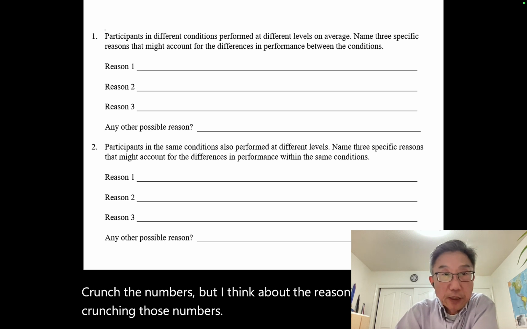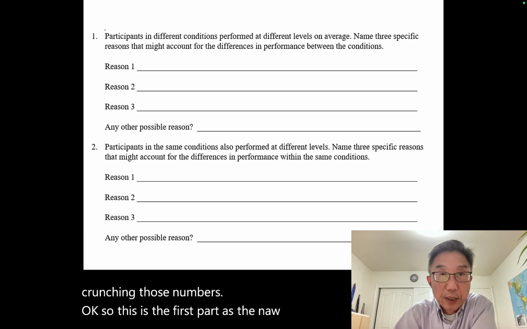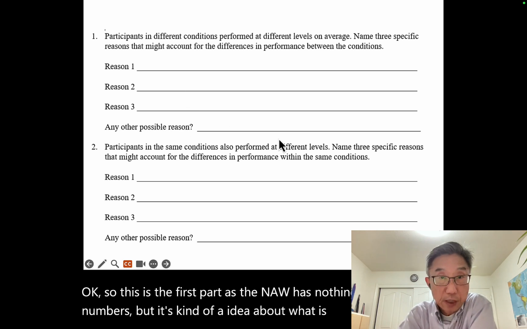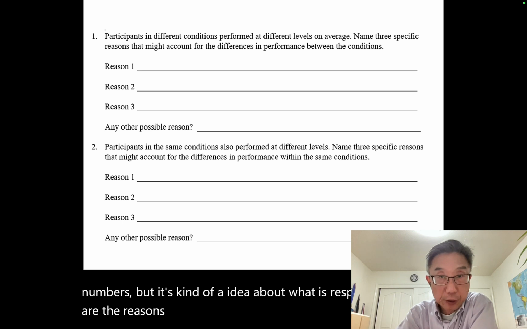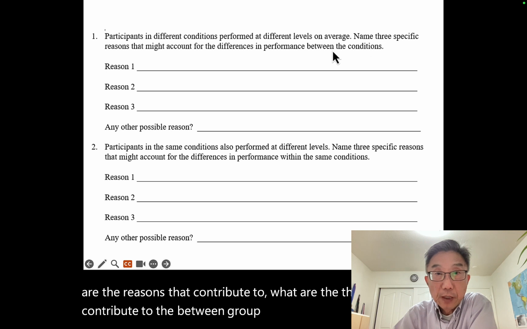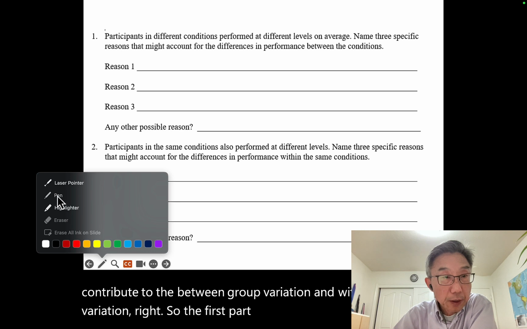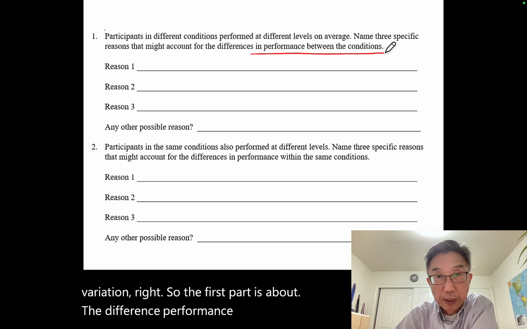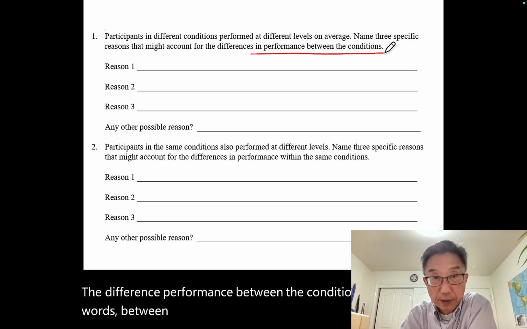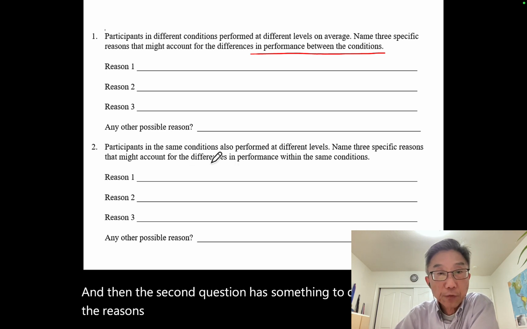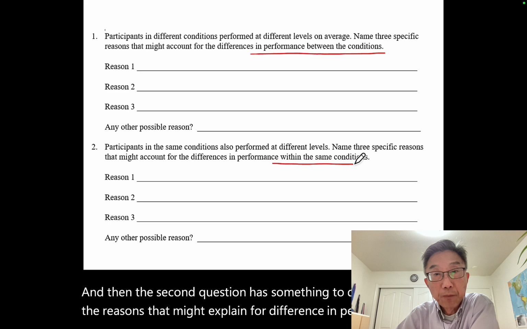Okay, so this is the first part. It has nothing to do with the numbers, but it's about an idea of what is responsible. What are the things that contribute to the between group variation and within group variation? The first part is about the difference in performance between the conditions, in other words, between group variance. And then the second question is about what might explain differences in performance within the same conditions.